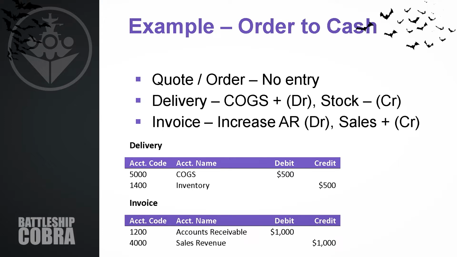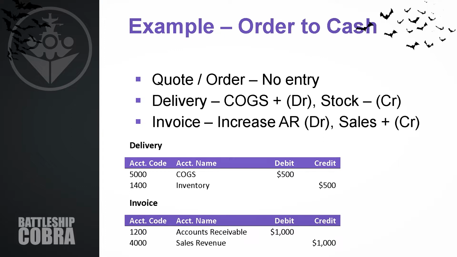So invoice increases accounts receivable. Debit, because accounts receivable is something you own. You own the fact that that customer owes you money. So that is an asset to you. Even though you don't have the money in your hands, they owe you that money. So it's a 1,000 level account.